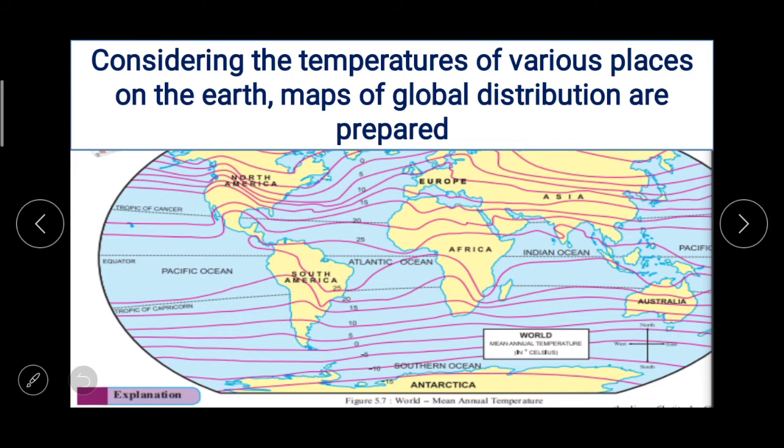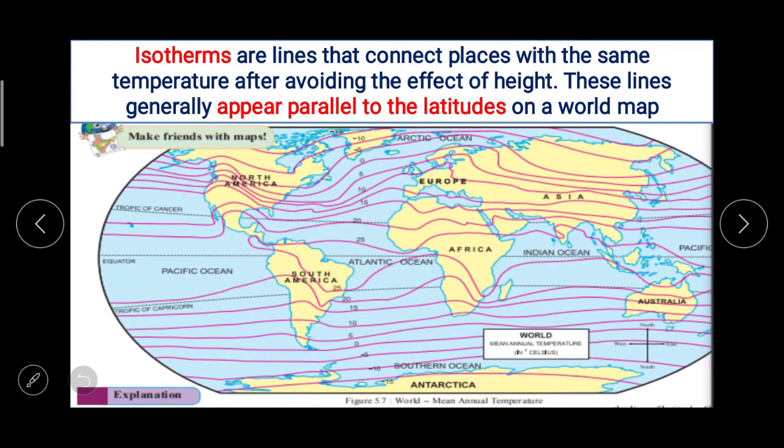Considering the temperatures of various places on the earth, maps of global distribution are prepared, and here it is given. Figure 5.7, world mean annual temperature. So considering the temperatures of various places on the earth, maps of global distribution are prepared, and here figure 5.7 is drawn with the help of isotherms. Now what are isotherms?